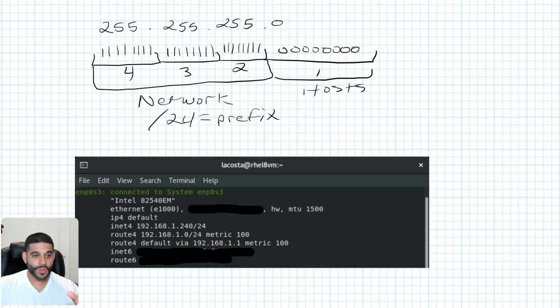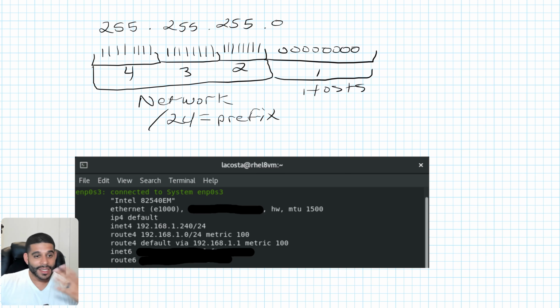And if you see, it says 192.168.1.240/24. That is exactly what I'm talking about. That /24 tells you it's the prefix. The prefix is how many ones are enabled for the network. So of course you add all the ones, and you see here 255, 255, 255 is equal to 8 ones in each one of those groups. So it gives you a prefix of /24.